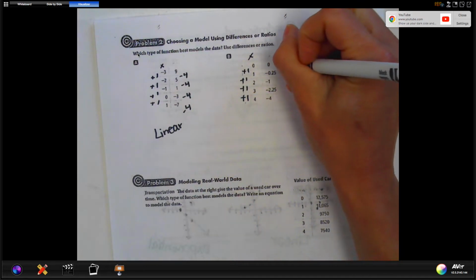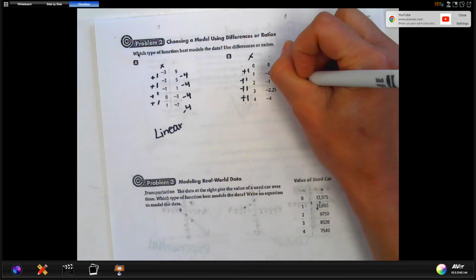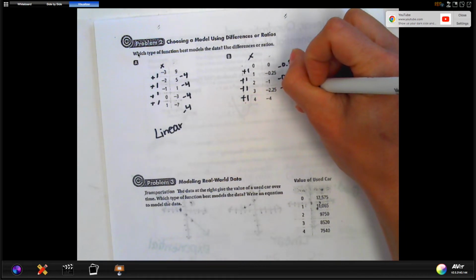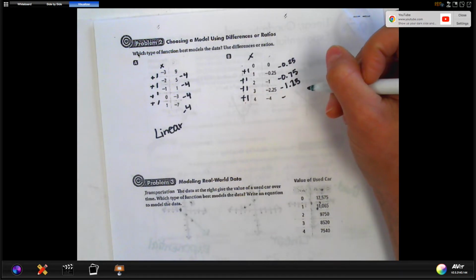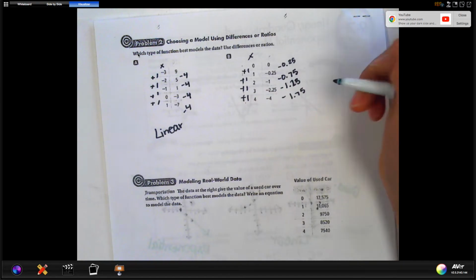0, negative 0.25, negative 1, negative 2.25, negative 4. So the first one's minus 0.25. What's this one, though, next? Minus what? 0.75? Then what? 1.125? Minus what here now? 1.75? That's our first difference.